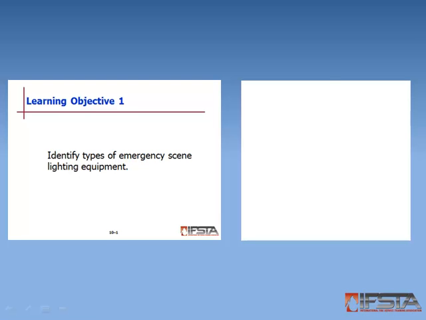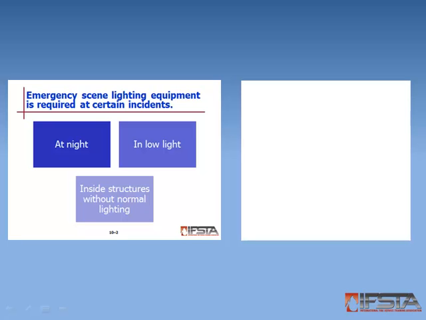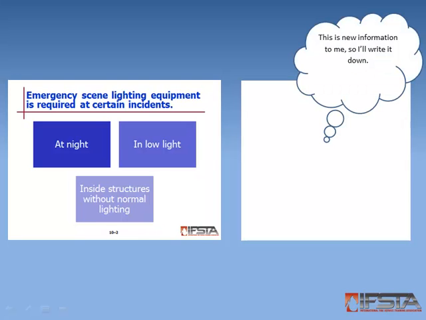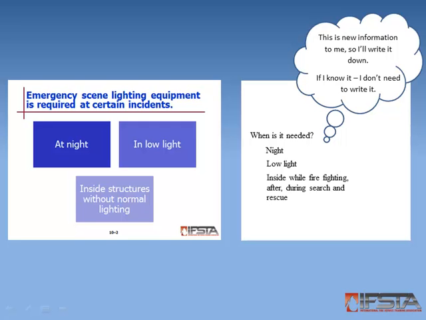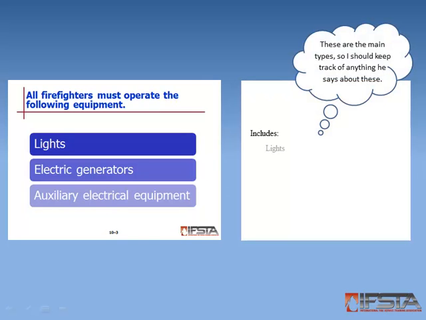Identify types of emergency scene lighting equipment. Emergency scene lighting equipment is required at all incidents that occur at night or in low light conditions, inside structures where normal lighting may not be available, whether it be during a fire, after the fire, during search and rescue. This equipment includes lights, electrical generators, auxiliary electrical equipment.